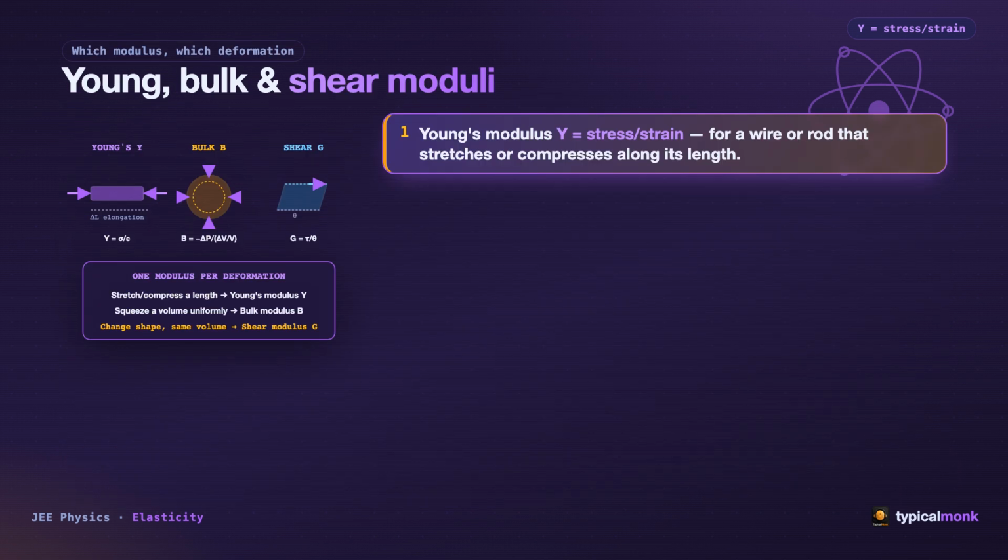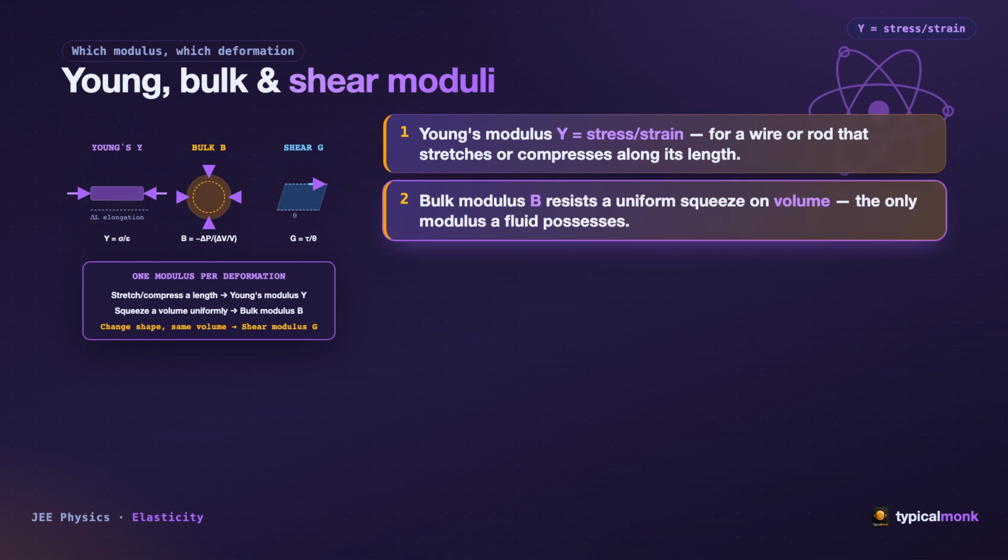Now the 3 moduli side by side, because NEET always wants you to pick the right one for the right deformation. Young's modulus Y equals stress over strain, and it belongs to a wire or a rod that stretches or compresses along its own length. Bulk modulus B resists a uniform squeeze on volume. Apply pressure from every side, and this is the only modulus a fluid, gas, or liquid actually possesses.